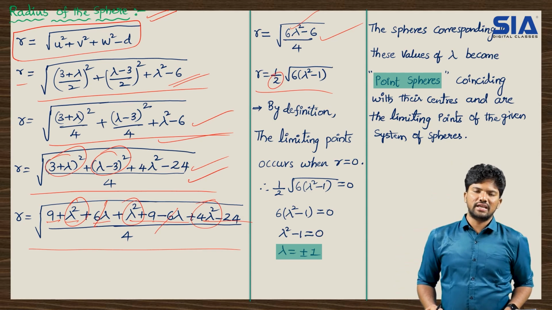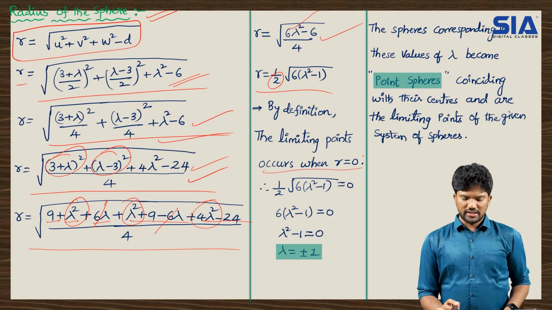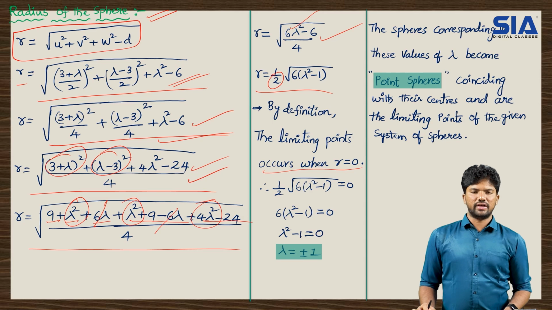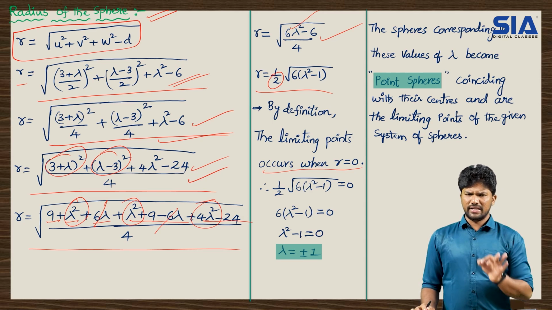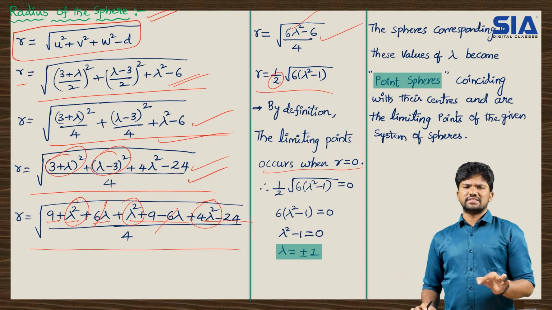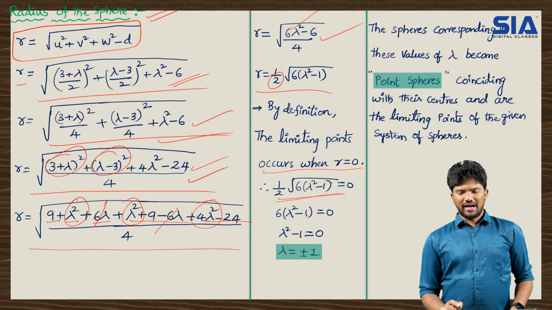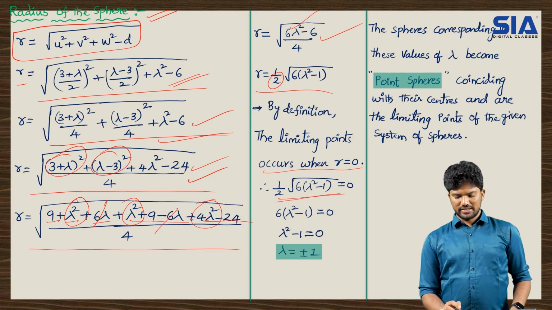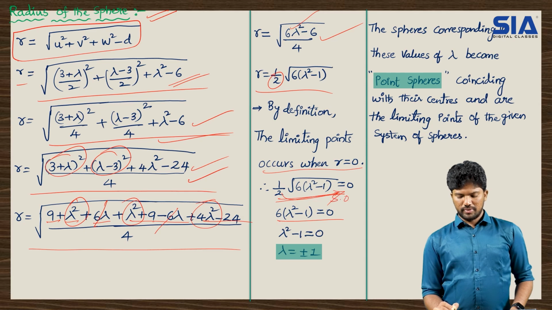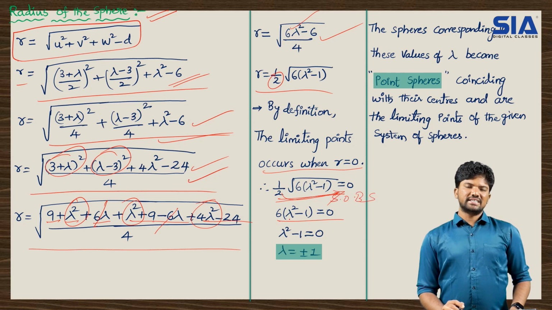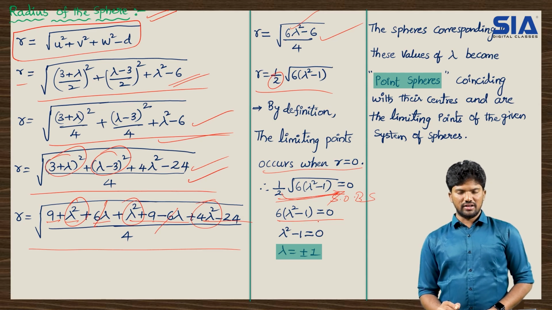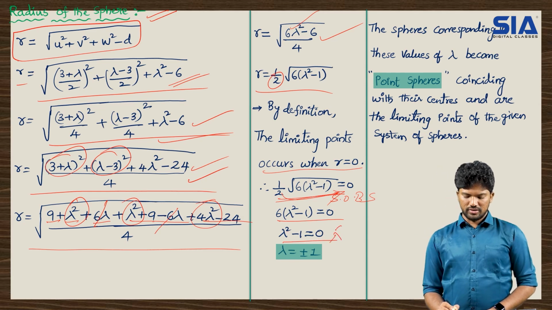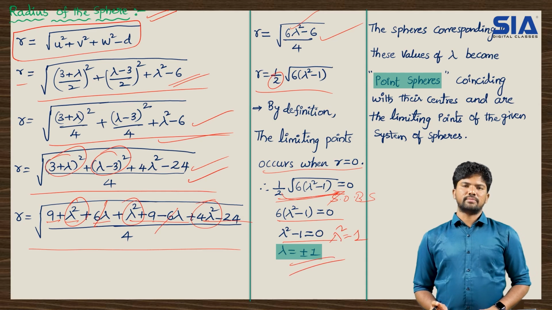Now by definition of the limiting points, limiting points occur when small r is equal to 0. You know very well, in the previous lecture also we discussed clearly, limiting points always occur whenever the radius is equal to 0. So if you take r is equal to 0, 1 by 2 into under root of 6 lambda square minus 6 is equal to 0. Send 2 to the RHS, 0 into 2 is 0. Squaring on both sides, the square root gets cancelled. So 6 into (lambda square minus 1) is equal to 0. Send 6 also to the RHS, 0 by 6 is 0. Lambda square minus 1 is equal to 0. So lambda square is equal to 1. Therefore lambda is equal to plus or minus 1.